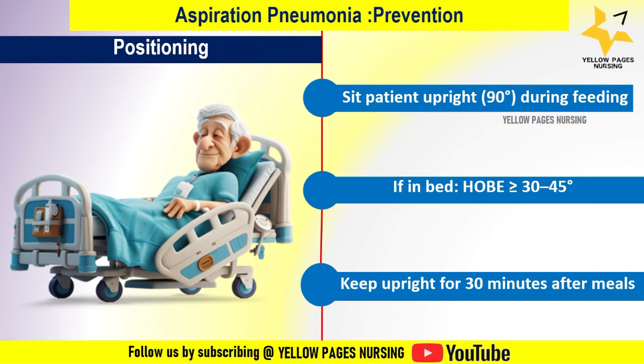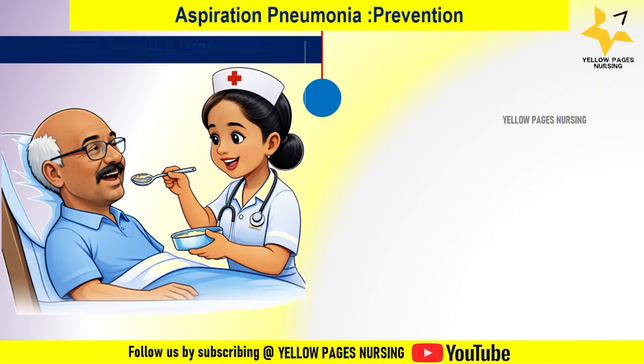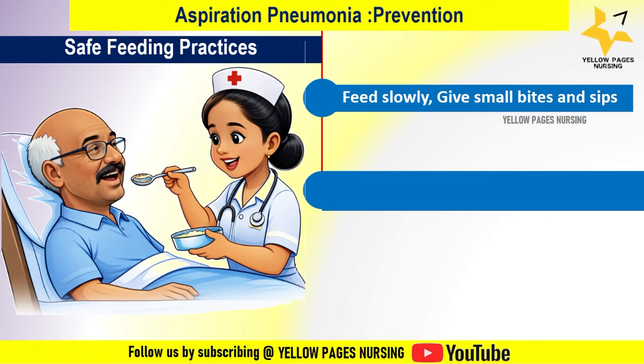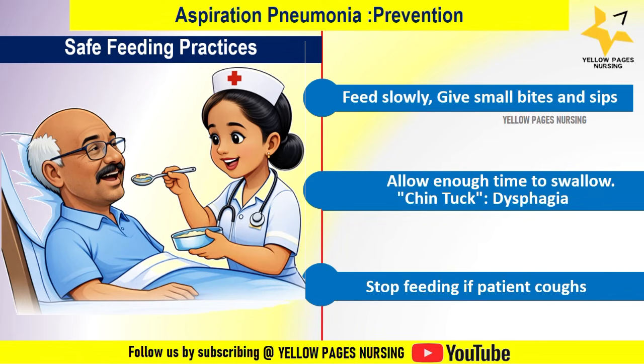Next is safe feeding practices. This includes feeding the patient slowly, giving small bites and sips, and allowing enough time to swallow. For alert patients with dysphagia, use the chin tuck technique, that is, chin to chest position, which narrows the airway opening and widens the esophagus. Stop feeding if the patient coughs.